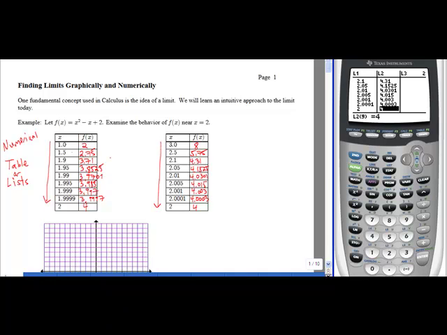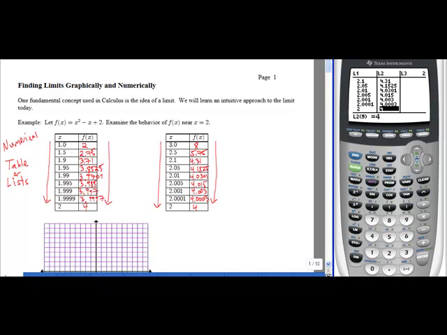What is this table telling us? As these x values get closer and closer to 2, what are these y values getting closer and closer to? Well, hopefully it's fairly obvious that these y values are getting slowly closer and closer to 4, and also here slowly closer and closer to 4. This is called the limit.